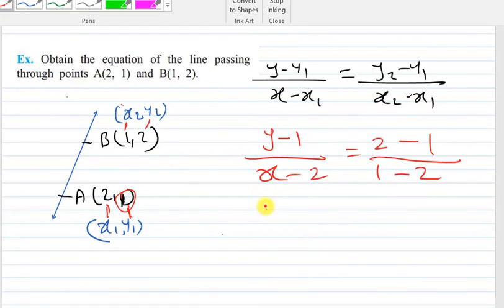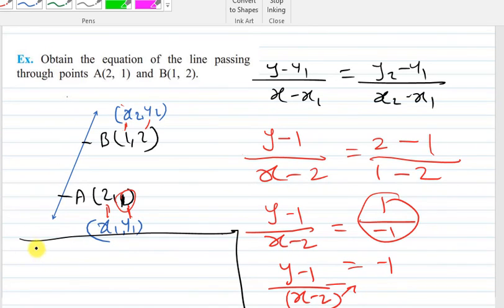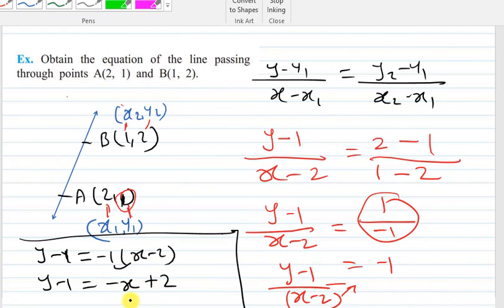Just solve it. (y minus 1) upon (x minus 2) equals 2 minus 1, 1, upon 1 minus 2, minus 1. That means on the right hand side I will get minus 1. Just take this denominator to right hand side. What I will get? y minus 1 equals minus 1 into (x minus 2). So I will get y minus 1 equals minus 1 into x, minus 1 into minus 2, plus 2. Take all the terms from right hand side to the left hand side.